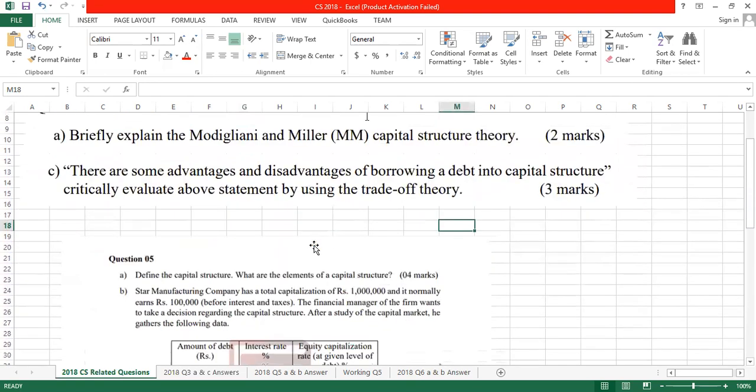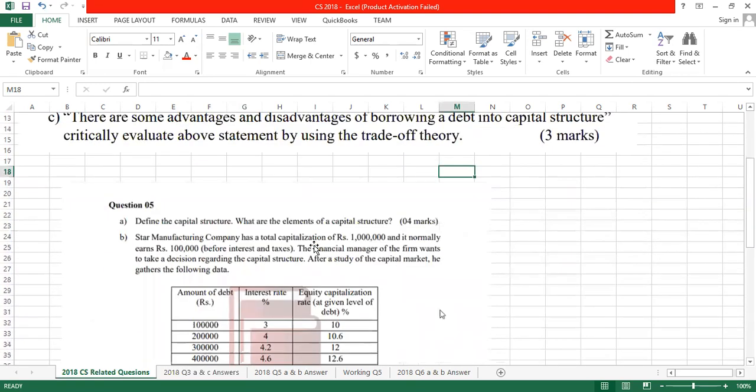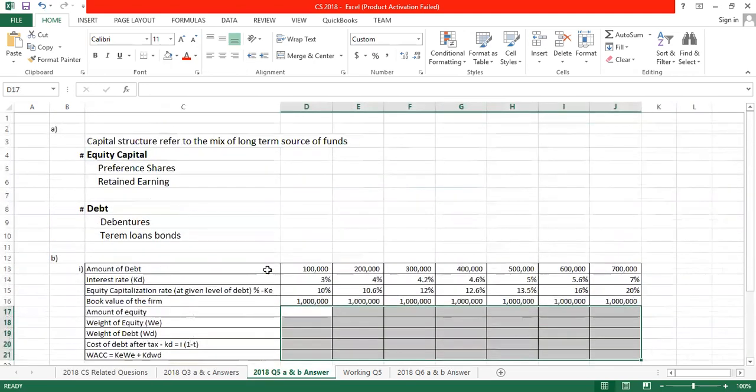Next, we will discuss question number 5A. Define the capital structure and what are the elements of capital structure. You can see the answer. Capital structure means the mix of long-term sources of funds. There are two main elements, equity capital and debt capital. Preference shares and retained earnings come under equity capital. Debentures, term loans and bonds come under debt capital.